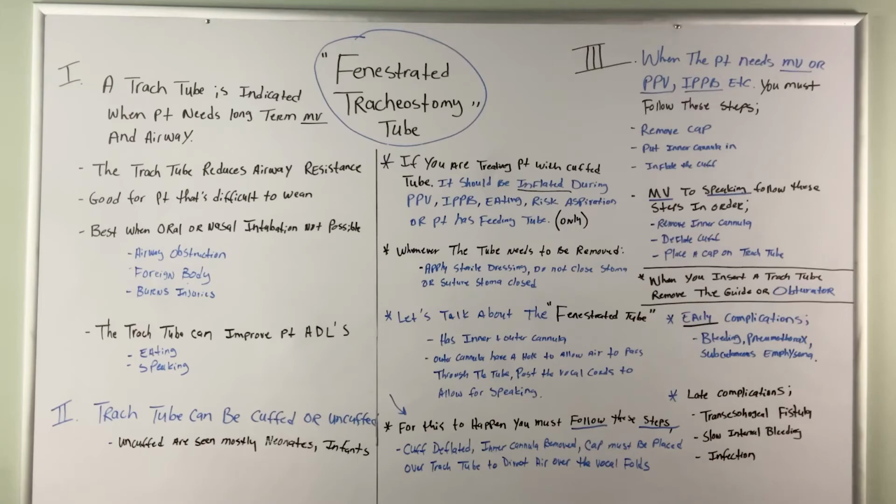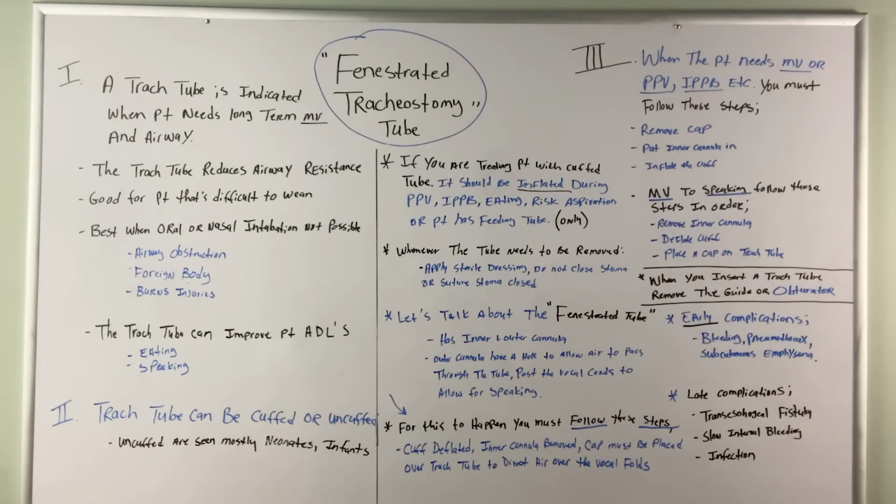When you're making the transition from mechanical ventilation to a speaking configuration, you need to follow these steps, and you have to follow them on the NBRC exam in the correct order. Remove the inner cannula, deflate the cuff, and place the cap on the trach tube. I'm going to go back over those two again. When the patient needs mechanical ventilation or positive pressure ventilation, you must remove the cap, put the inner cannula in, and inflate the cuff. When your patient is going to a speaking configuration, remove the inner cannula, deflate the cuff, and place the cap on the trach tube.